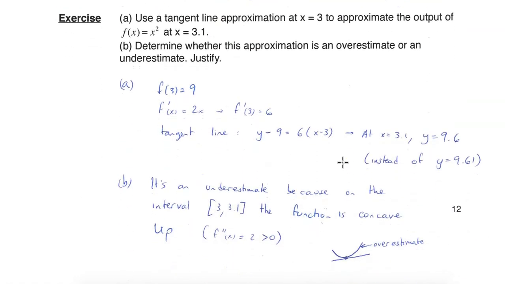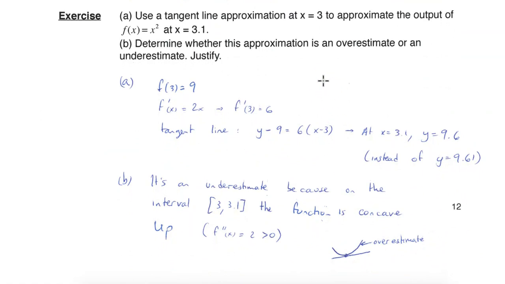Here's another example. Use a tangent line approximation at x equals 3 to approximate the output of f of x equals x squared at x equals 3.1. So again, we are using x equals 3 to build a tangent line, and then we will look at the value of y on my tangent line for x equals 3.1. It should not be very far from the y value on the function itself, because 3.1 is so close to 3. I know we can calculate 3.1 squared. In fact, we will do it. The value is 9.61. That's the real value on the parabola when x equals 3.1.